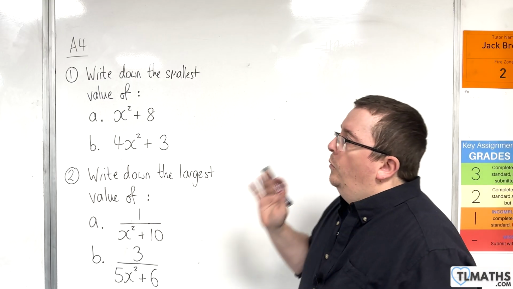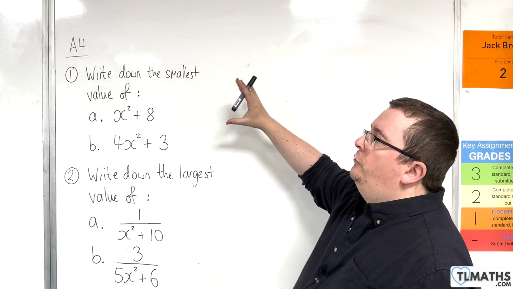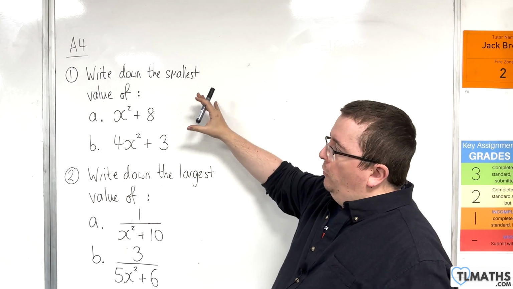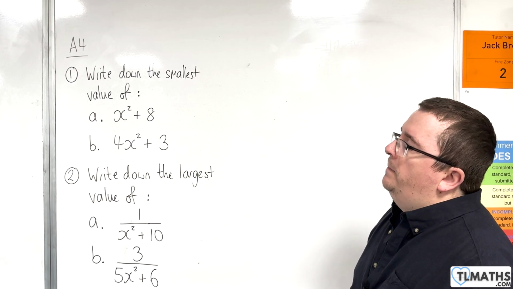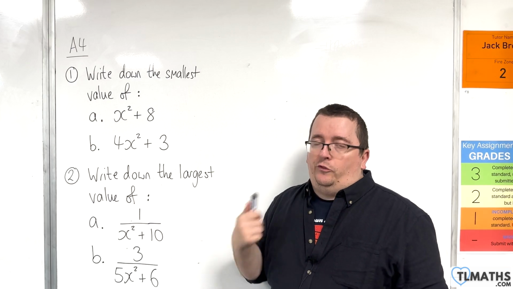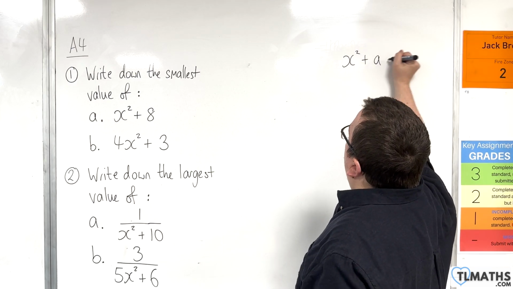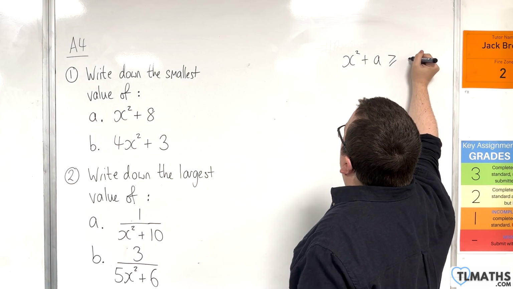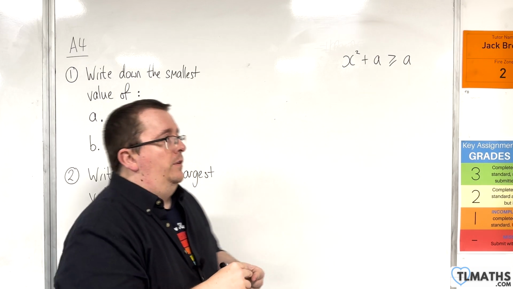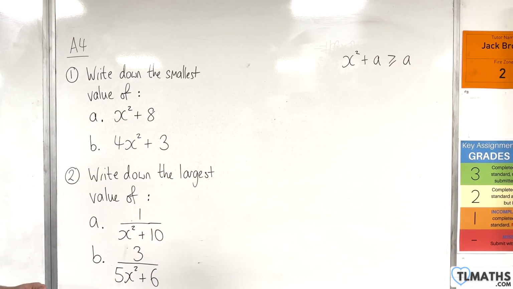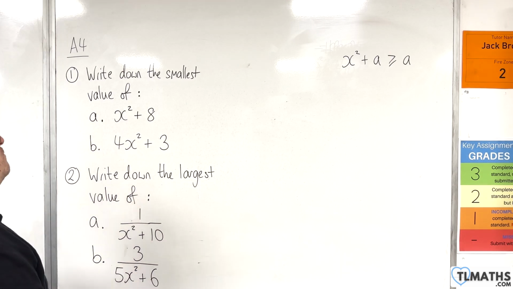So in this video, we're looking at two different scenarios. Firstly, being asked, write down the smallest value of x squared plus 8 and 4x squared plus 3. Now, in the previous video, I explained that x squared plus a is always going to be greater than or equal to a, where x is a real number. And throughout this, we're assuming x is real, okay?